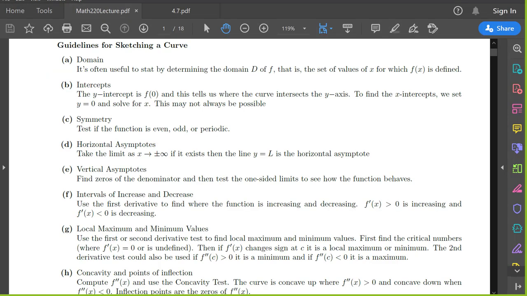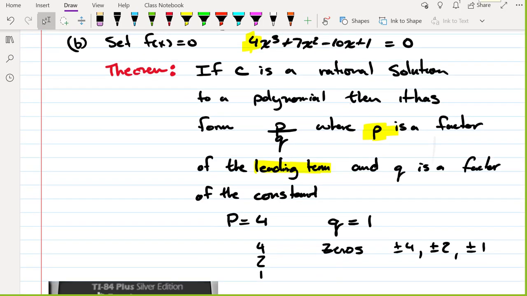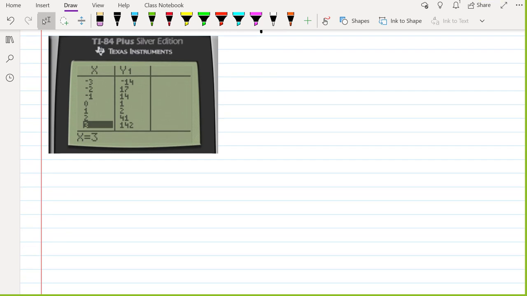There we go. The next thing we want to take a look at is, so we found our intercepts. Oh, we're almost done. So that was the x-intercept. So how would we find the y-intercept?